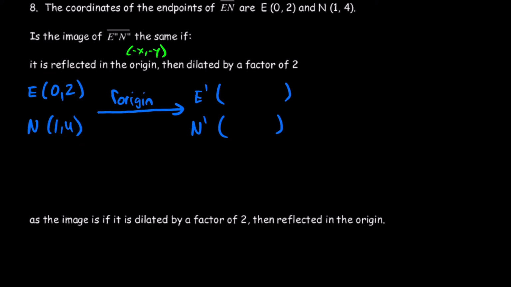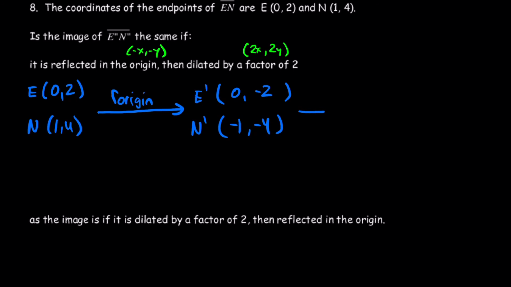Okay, so 0, if you negate that, it stays 0. 2 negated is -2. Then I negate 1, and I negate 4. So I get E prime, N prime. So I've done this part. So now I take these coordinates, and I dilate by a scale factor of 2. Well, remember what that just tells me to do. That just tells me to multiply both of those by 2. So this rule will be basically 2 times x and 2 times y.